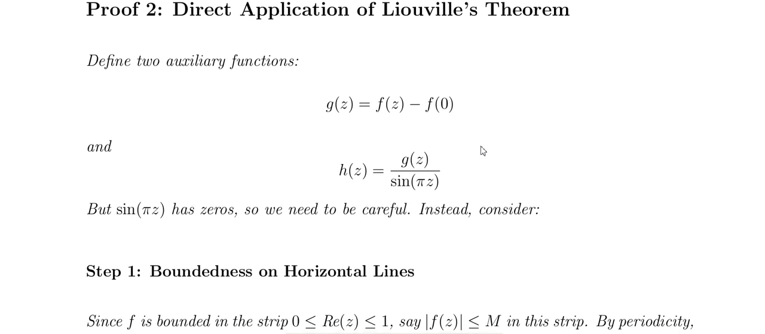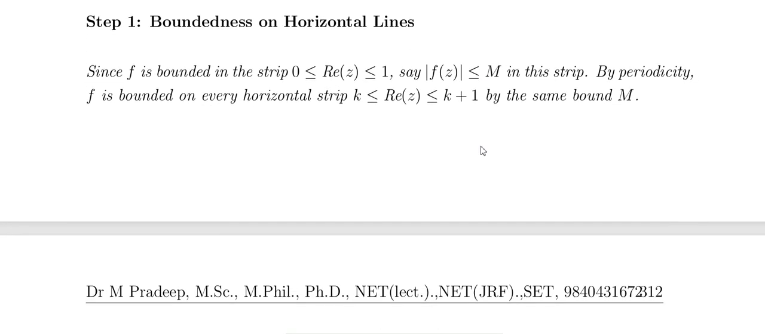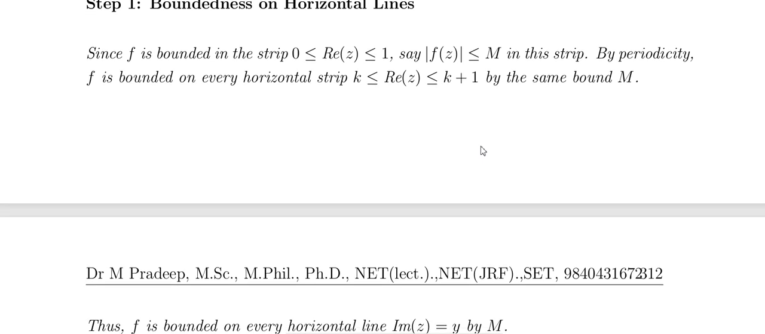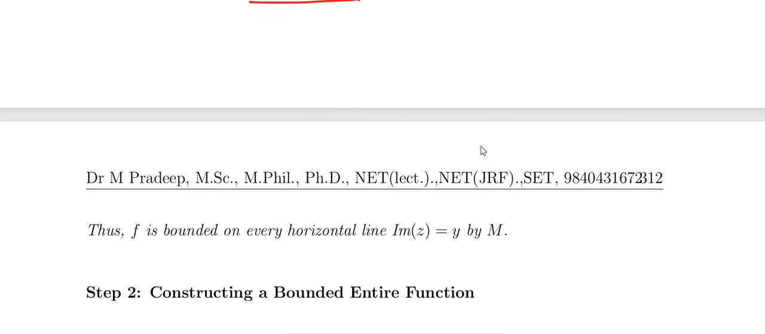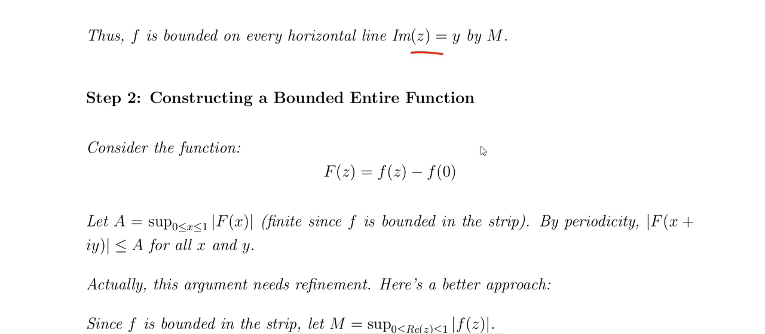Define the auxiliary function for when you apply Liouville's theorem. So g(z) = f(z) minus f(0). Then h(z) = g(z) divided by sin(πz), since sin πz has zeros. Now consider boundedness on the horizontal lines. f is bounded on the strip, and |f(z)| is less than or equal to N in the strip. By periodicity, f is bounded on every horizontal strip, by the same bound M. So f is bounded on every horizontal line, that is, imaginary part of z equal to y, by M.